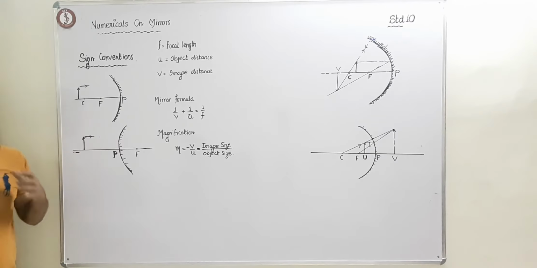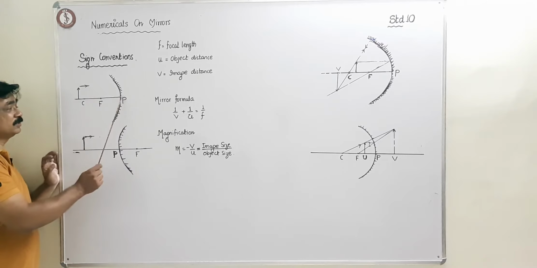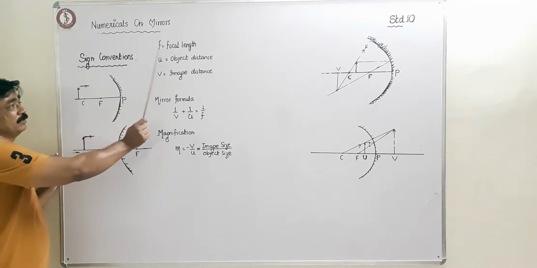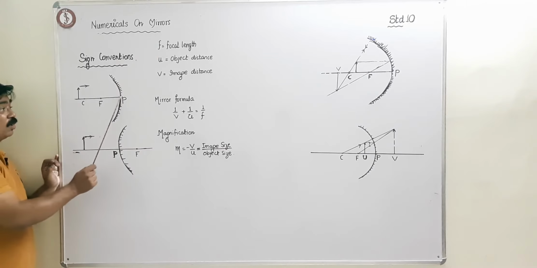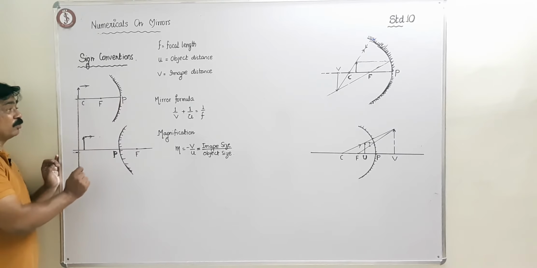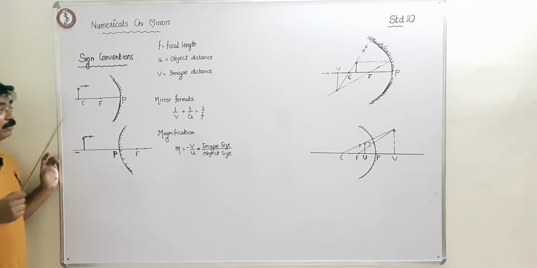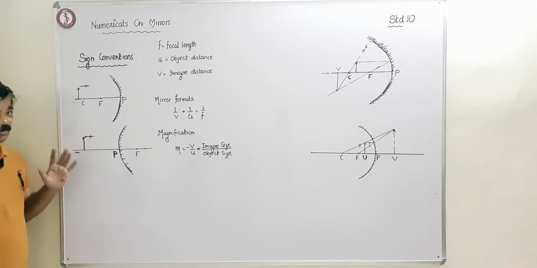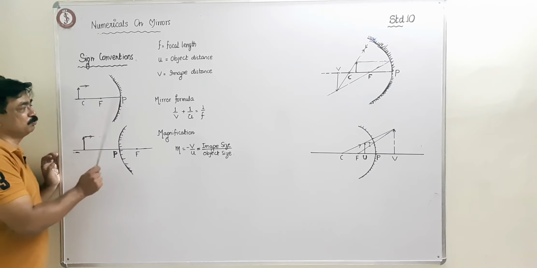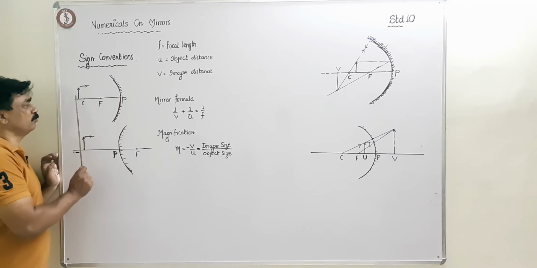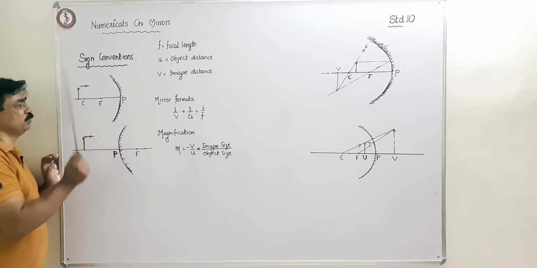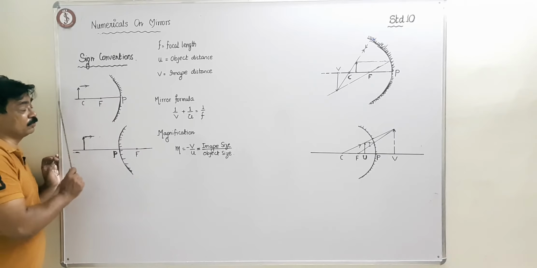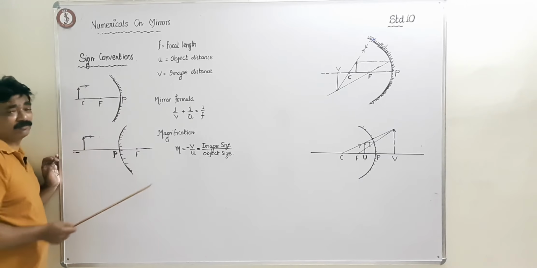Now what are the distances of our interest? First is the focal length, the distance between F and P, denoted by small f. Second is the object distance, how far the object is from the pole, always from the pole. For anything, always start with the alphabet P. Focal length is PF, object distance is, I'll put here U, so object distance is PU. From P you have to start, you cannot go FP, you have to go PF.